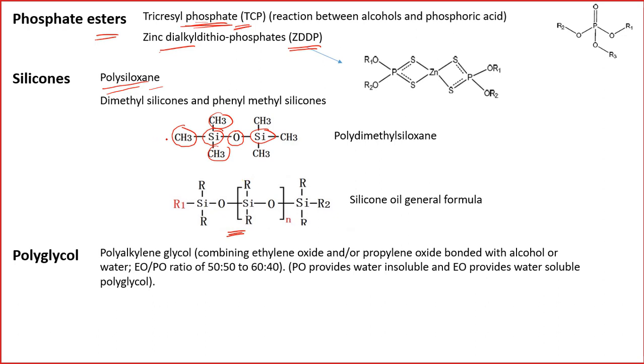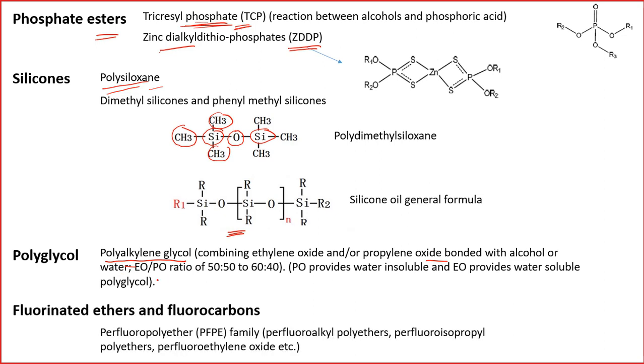Then polyglycols. So polyalkylene glycols combine ethylene oxide and propylene oxide bonded with alcohol or water. These are also used as synthetic lubricants. Then fluorinated ethers or fluorocarbons. This is another very important class of lubricants, and especially I would like to talk about PFP or perfluoropolyether. This is an extremely stable, high temperature stable lubricant, and it is quite lubricious as well. So it has very good lubrication property.